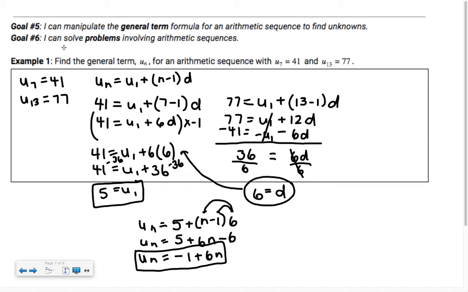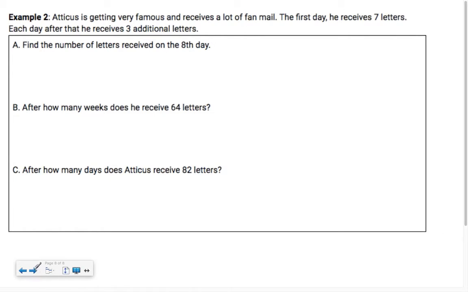The second example that we have here for these two goals has to do with goal 6, solving problems involving arithmetic sequences. So let's take a look at that now. Atticus is getting very famous and receives a lot of fan mail. The first day, he receives 7 letters. Each day after that, he receives 3 additional letters. We need to find the number of letters he receives on the 8th day.